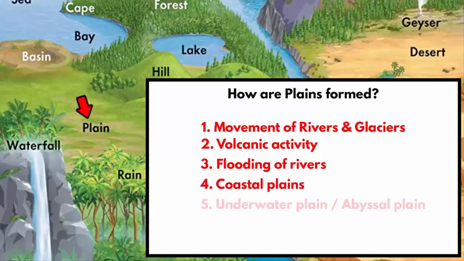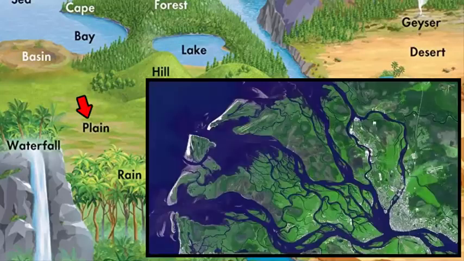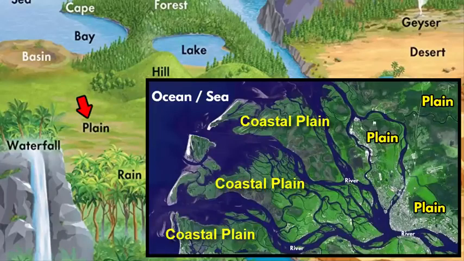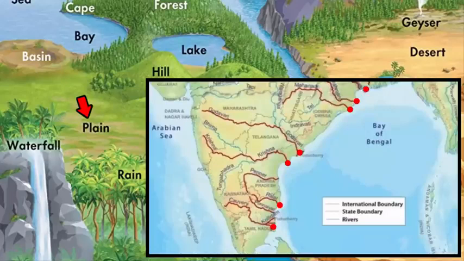Another kind of plain is the coastal plain. Many rivers deposit their sediment in the ocean. As the sediment builds up, it slowly rises above the sea level, forming a coastal plain. A good example is the eastern coastal plain of India along the Bay of Bengal. Large rivers such as the Mahanadi, the Godavari, the Krishna and the Kaveri have deposited a large volume of sediments near the coastal area. These coastal plains extend beneath the sea water.